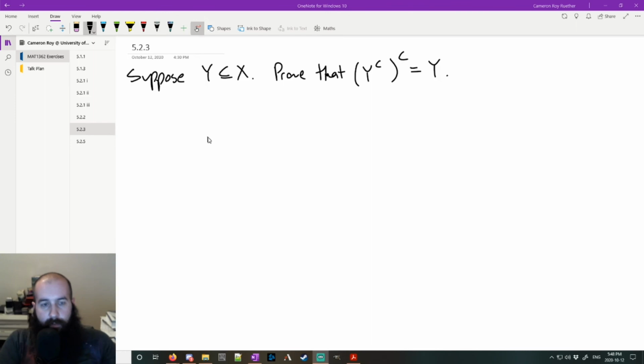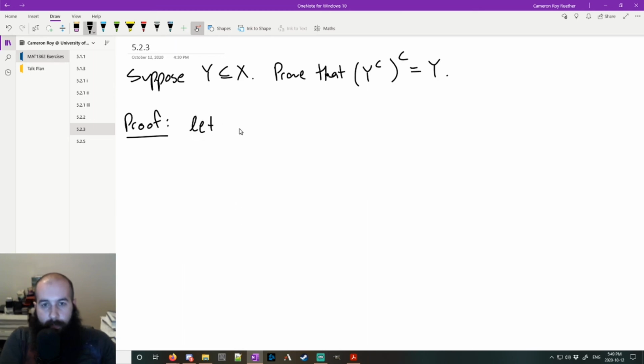5.2.3 says, suppose we have a set Y, which is a subset of X. We want to prove that the double complement of Y is just back to Y. So proof. So to show that two sets are equal, we could show that one set is contained in the other. However, we can also show that it is equivalent for an element to belong to this set and that element to belong to this set. So we'll have a chain of equivalence here.